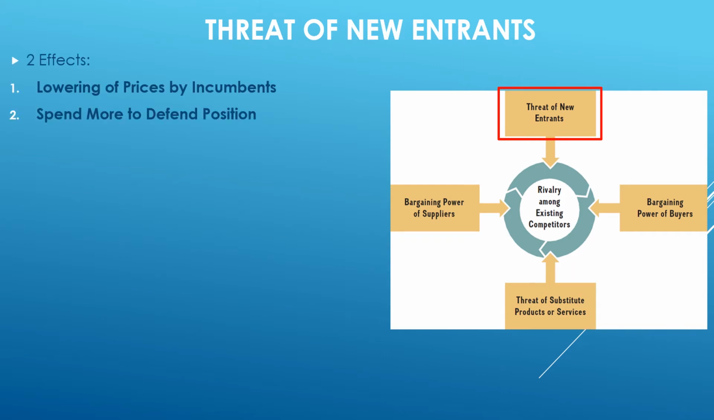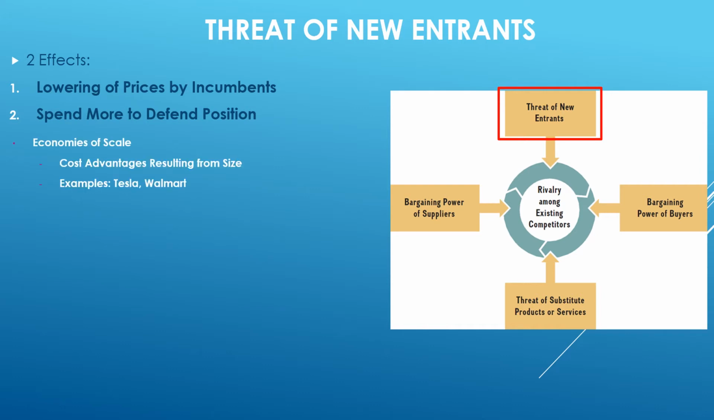There are two effects: lowering prices by incumbents, and they spend more to defend their position. Meaning, if there's a threat of an entrant into the industry, the incumbent companies within the industry will lower their prices. That makes it much more difficult for a potential entrant into the industry to make money. And those companies, charging lower prices, are not making as much as they would have in the past. But they also have to spend more to defend their position.